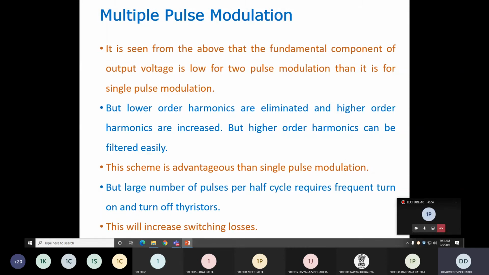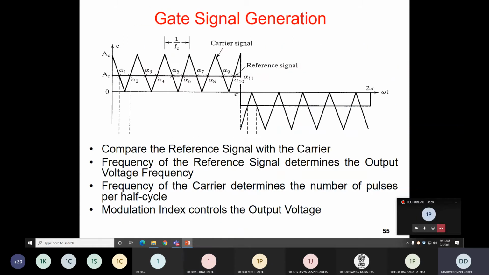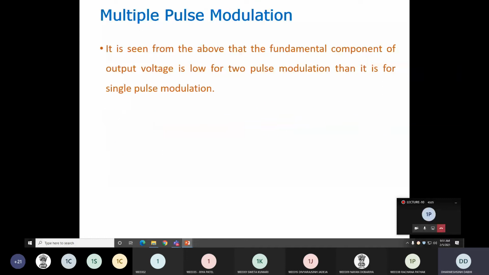Yes or no? Yes, sir. Okay. So let's again understand this method by this 5 pulse modulation technique. So you can see that here in this case, the frequency of this triangular wave is high as compared to the previous 2 pulse modulation technique or 3 pulse modulation technique.